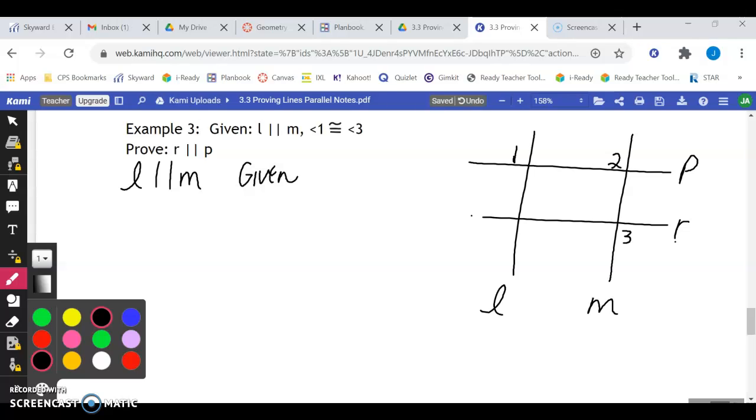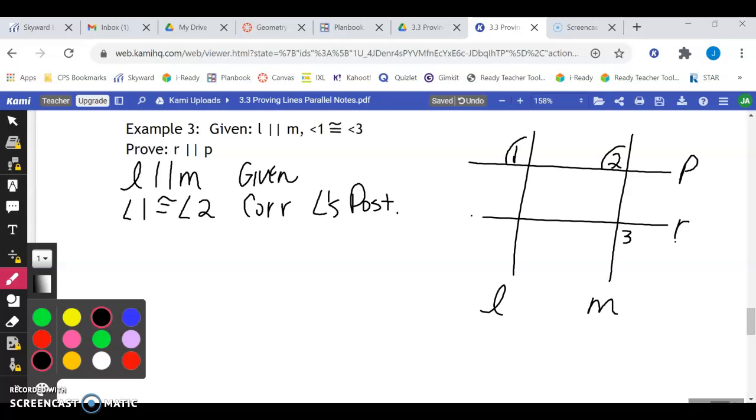If that's the case, if L and M are parallel, then these two angles right here, 1 and 2, are going to be congruent. So angle 1 is congruent to angle 2. And that is because of corresponding angles, because they are on the same sides of those parallel lines, L and M, that we were given. We were told those were parallel already. So corresponding angles postulate, I think that's called.